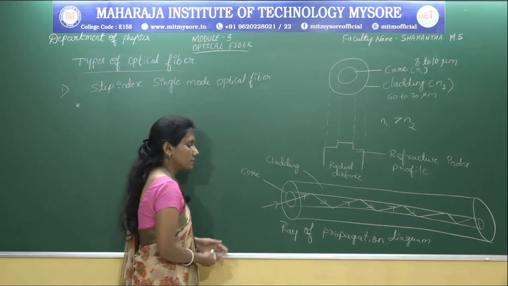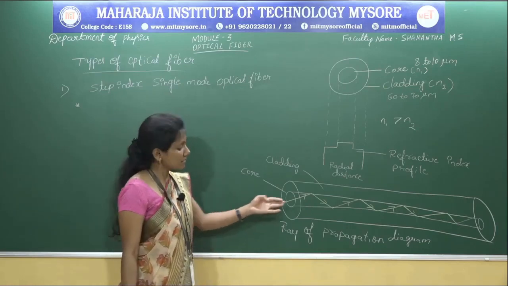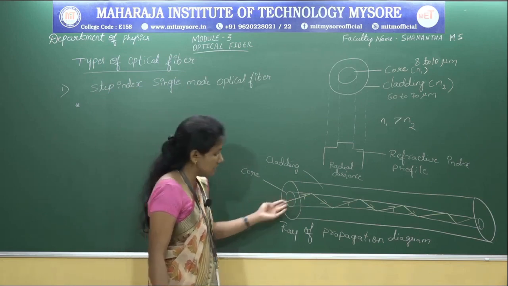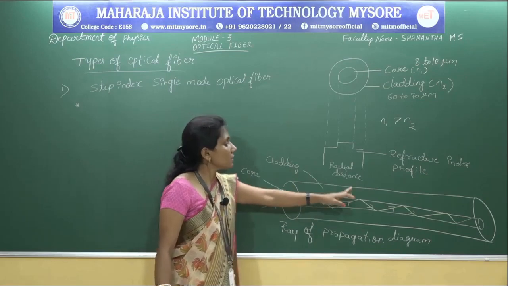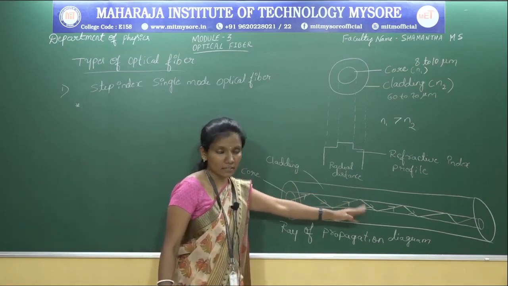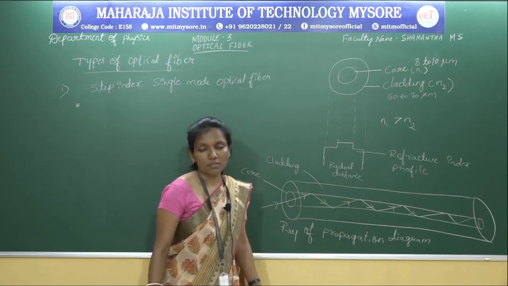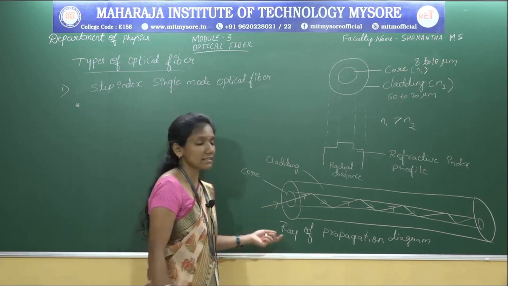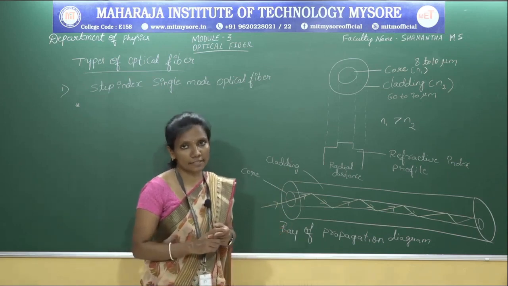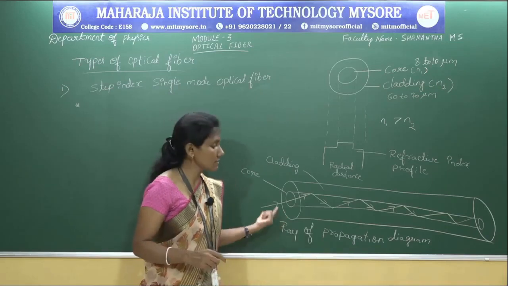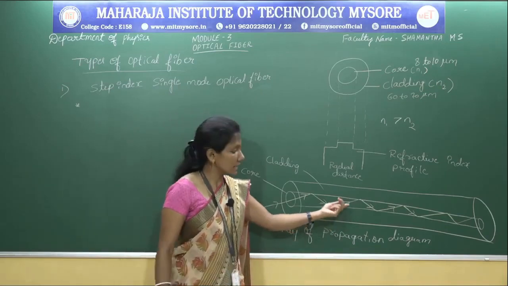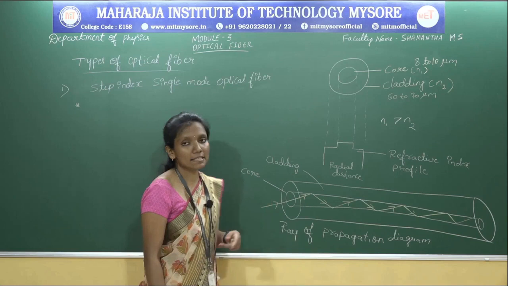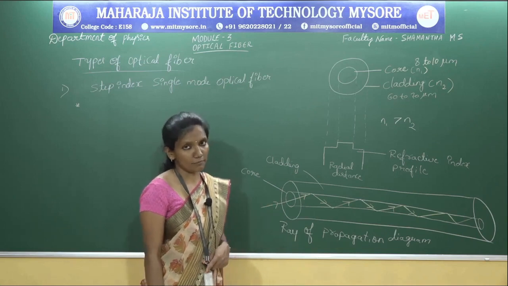So when a ray of light passes inside the optical fiber, total internal reflection takes place. The ray of light is completely reflected inside the optical fiber and the signals are processed. That's why only a single mode of light signal passes inside the optical fiber, so we call this a step index single mode optical fiber.